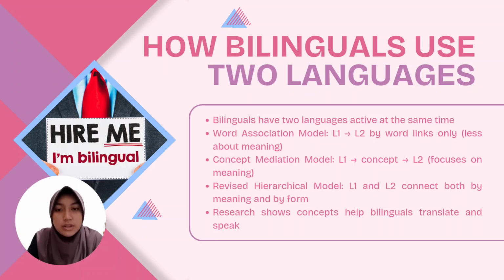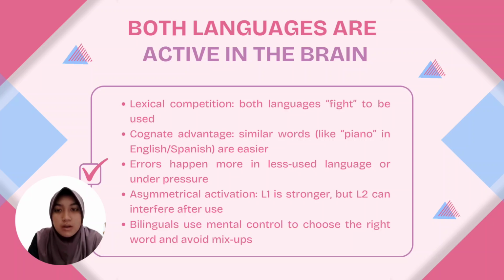Okay, the fifth point is research shows concept helps bilinguals translate and speak. Studies say meaning helps bilinguals understand and speak better in both languages. So the next material is both languages are active in the brain. You can read the point on the slide, so I will give the explanation only. So first point is lexical competition. Words from both languages try to come out at the same time. The brain must choose one.